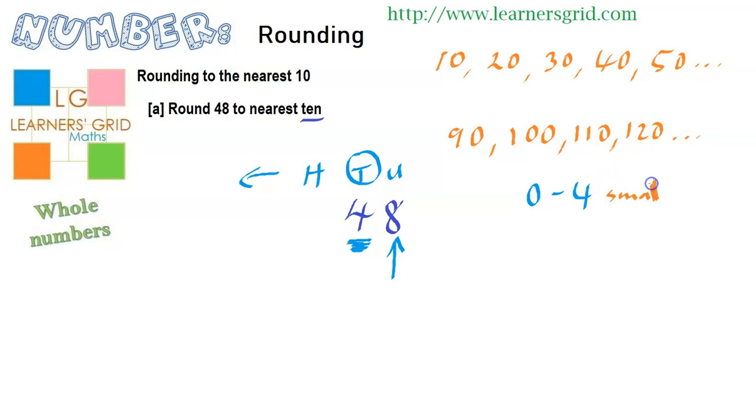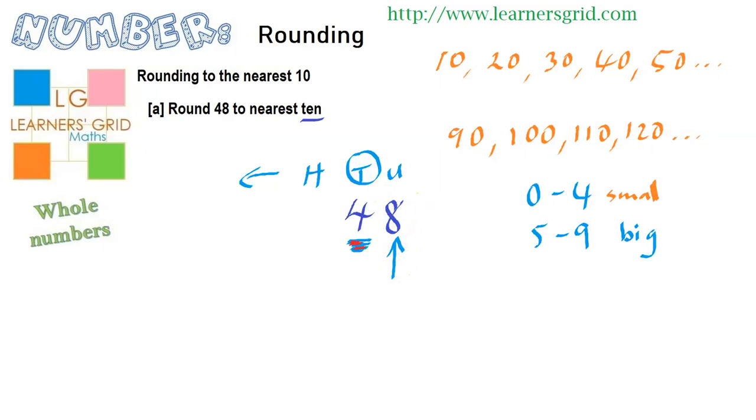I like to say, okay, if it's from 0 to 4, it's small. If this indicator digit is from 5 to 9, I consider that big. What happens then is the target digit goes up by 1. No matter what happens, once you've dealt with the target digit, to finish this off, this indicator digit always gets converted to a zero because we're not interested in this exact amount anymore.